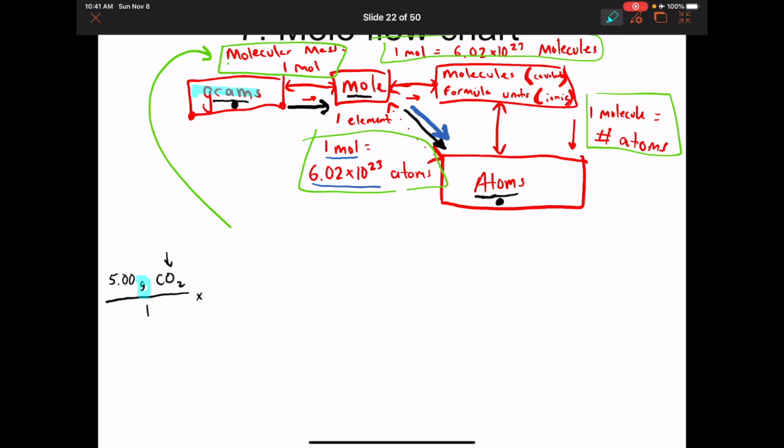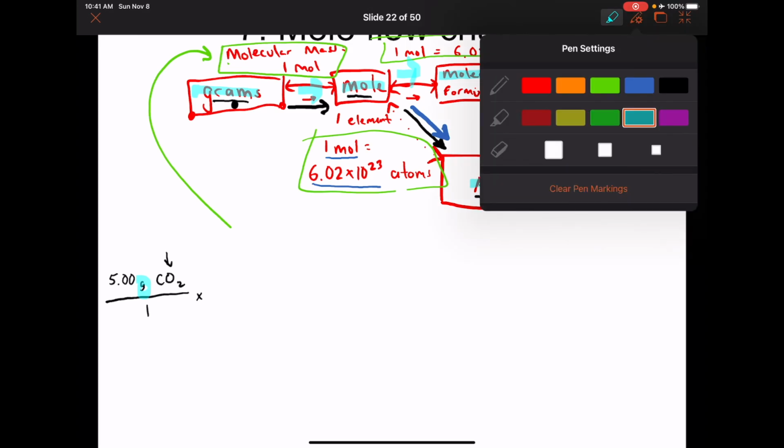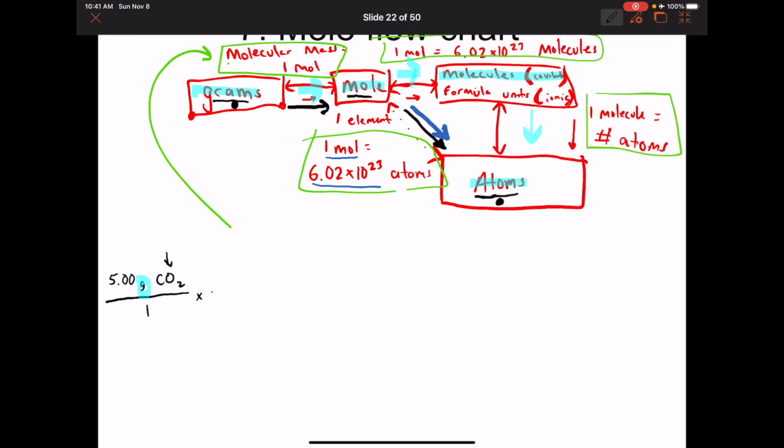And then we're going to have to go to moles. And then we can't use the shortcut now because we're not one element, we're a molecule. So we have to go across, and it's called molecules because they're both nonmetals. Once we get to molecules, then we can go down to atoms.